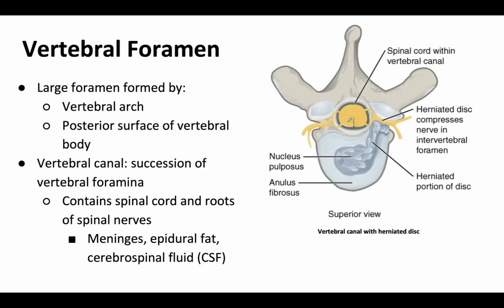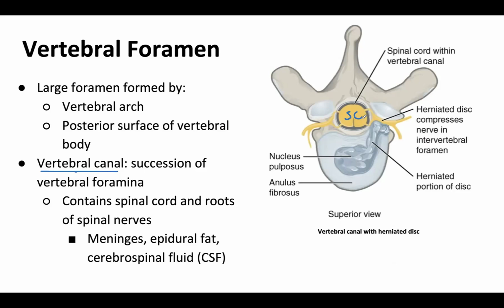And if you put all the vertebral foramina together in an articulated vertebral column, you get the vertebral canal, which is just that succession of vertebral foramina. Sometimes you hear this referred to as the spinal canal. And this canal, as you might imagine, contains the spinal cord, so a major part of the central nervous system. But it will also have spinal nerve roots that project from the spinal cord, and these are going to be the first part of the peripheral nervous system.